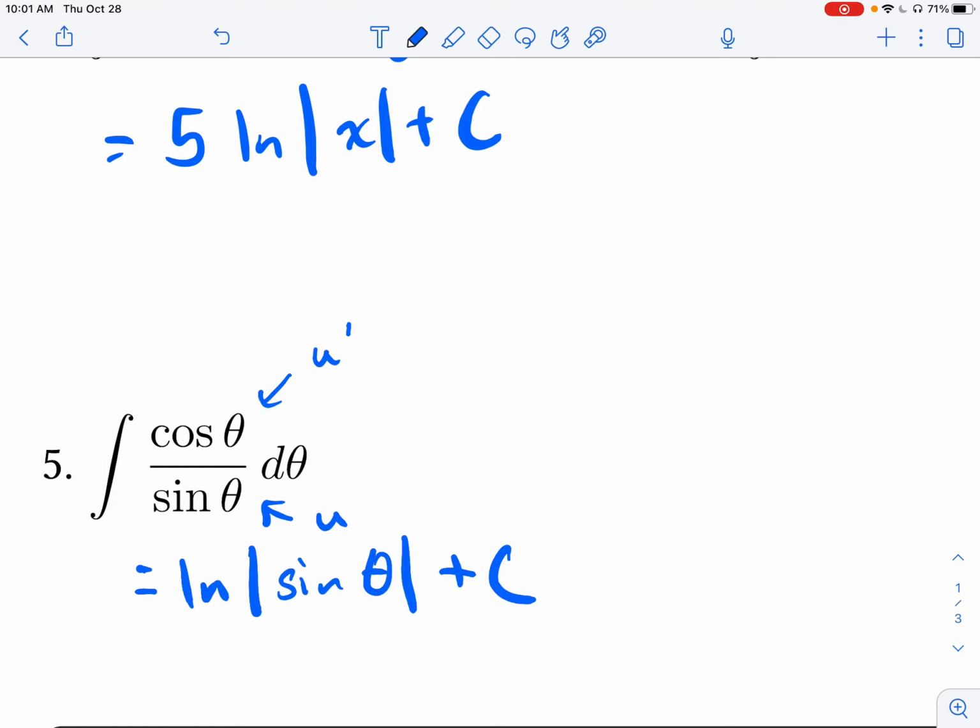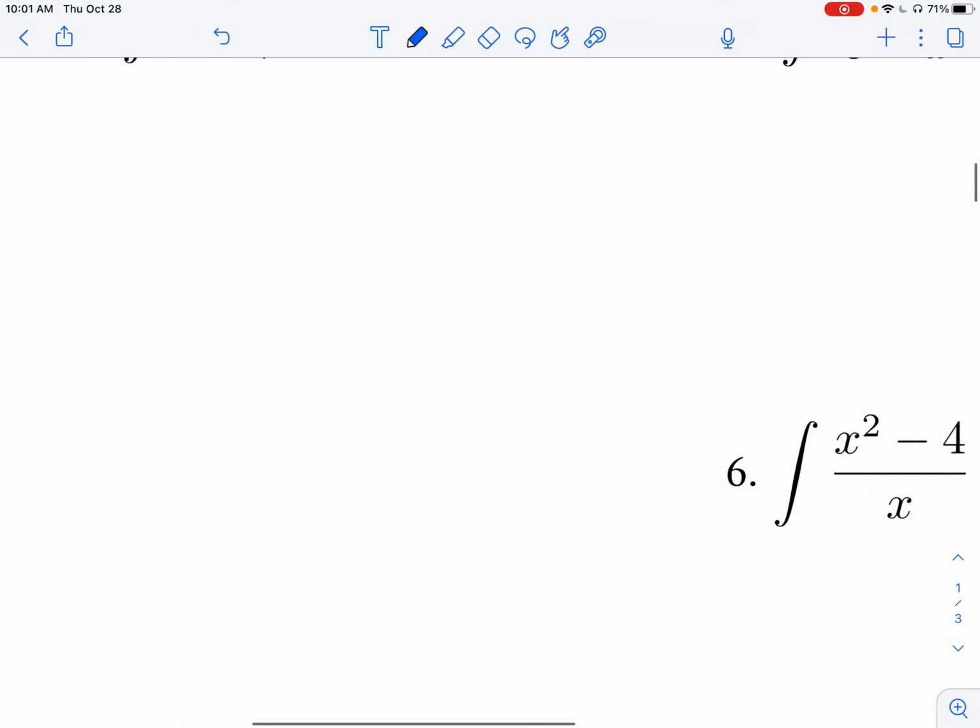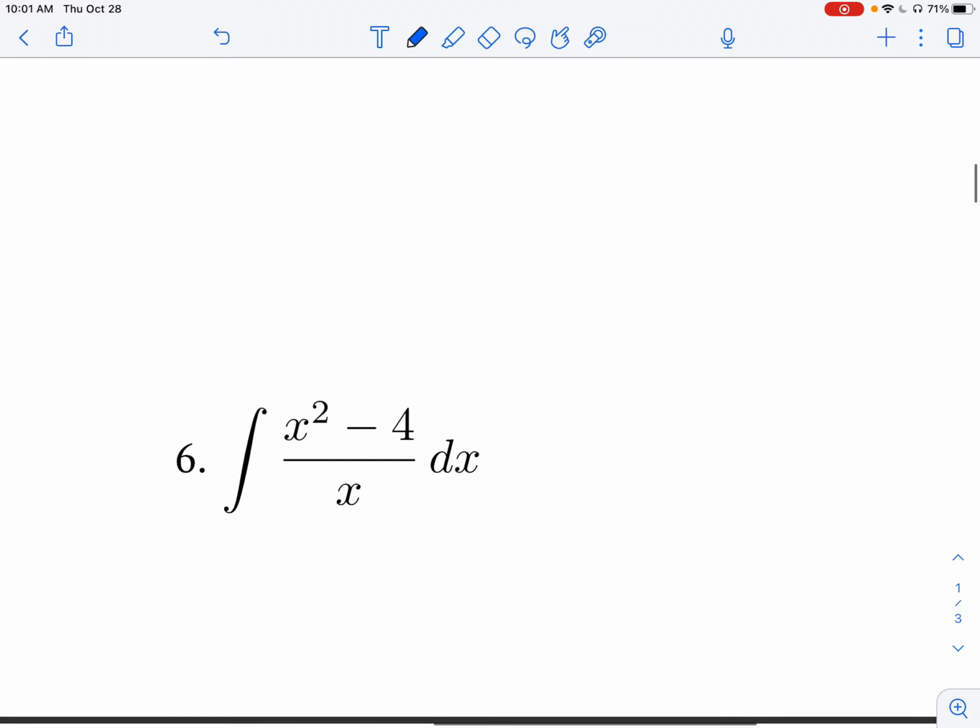Okay? All right, let me do something like this problem here. Go ahead and pause the video and see if you can work through this one. So here, the numerator doesn't appear to be the derivative of our denominator, but we can rewrite this. We can rewrite this so that this would be equivalent to x minus 4 over x dx. That is to say, we're just dividing the numerator by our denominator. And so we can integrate each one of these terms individually.